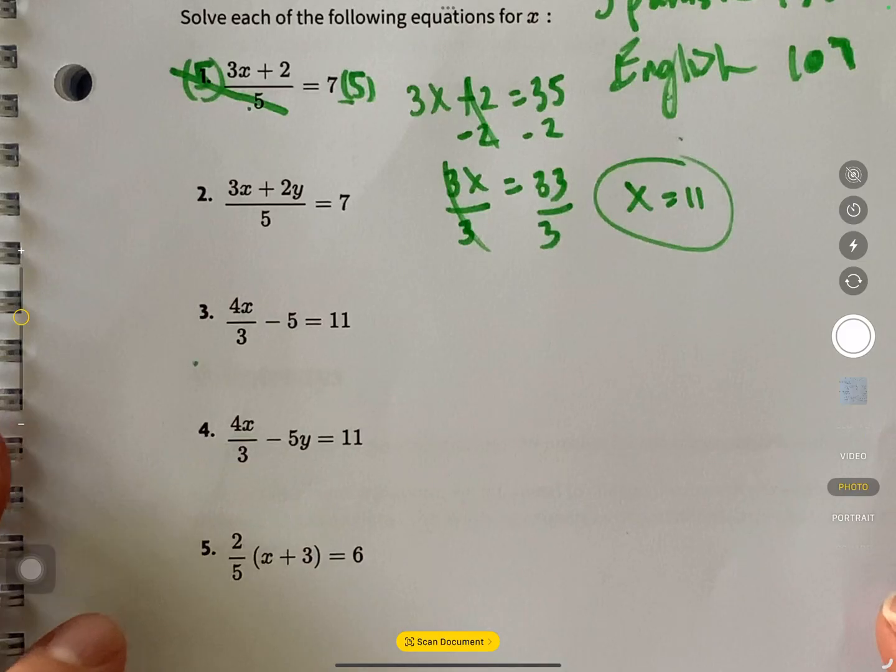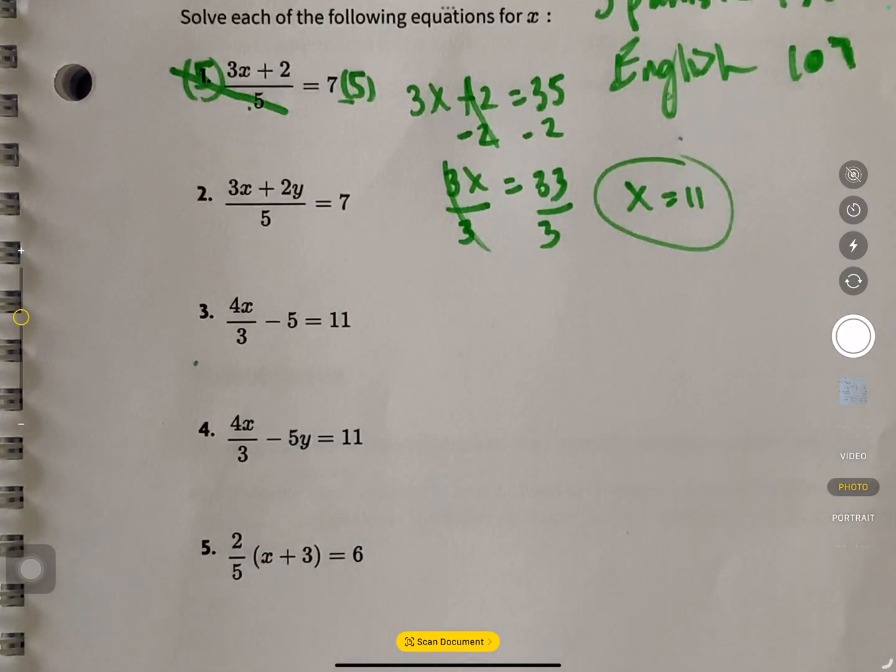And you're welcome to pause these and try them before I try them. If you know what you're doing and you want me to wait, just pause and then do them and then see how you did.